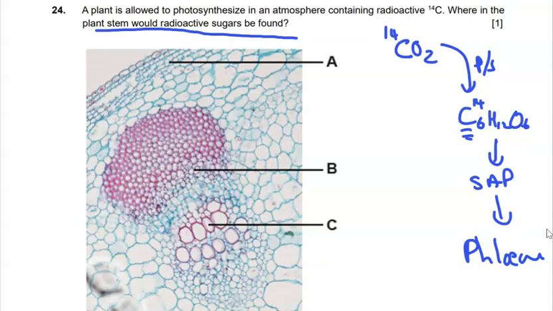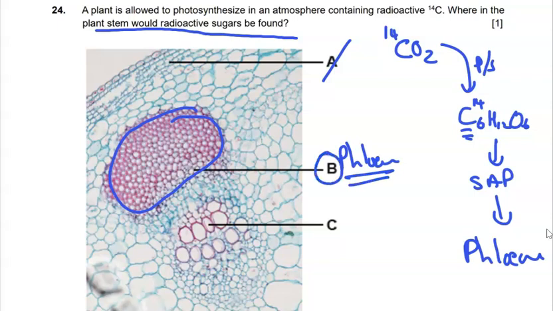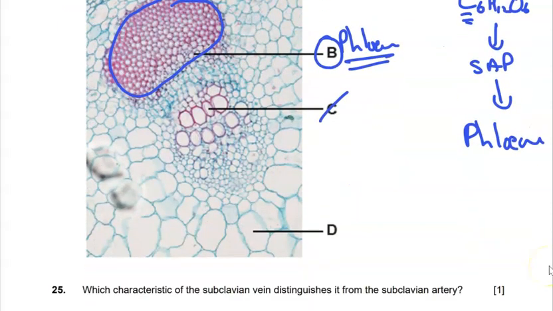A is the epidermis, or indeed parenchyma tissue, so it's not that one. This mass of tissue here, that is the phloem. So this is our answer, 24B. That's actually xylem. And if you look lower down, this one here is actually the parenchyma tissue of the pith. So that doesn't fit. So 24B.